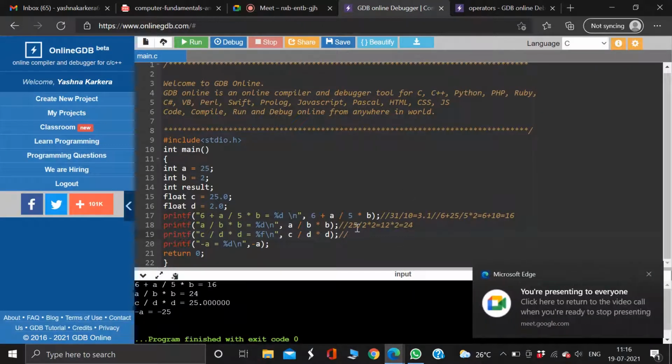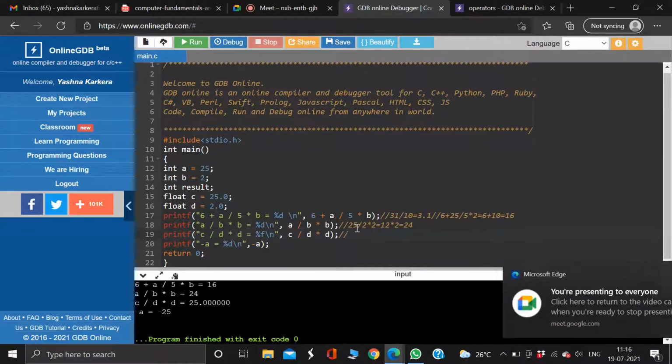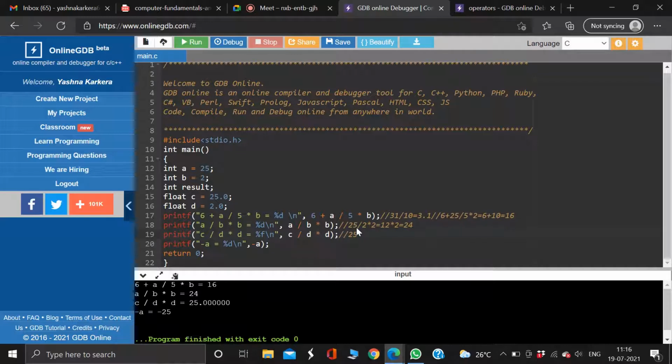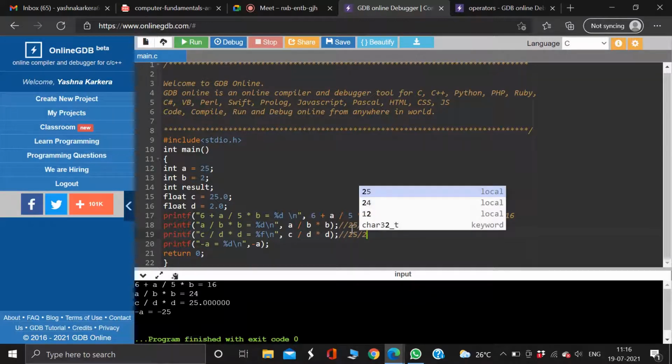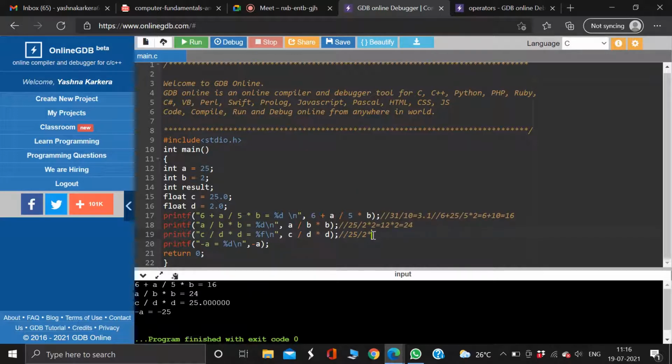Okay, C, which is 25 divided by 2. How did you calculate? You did division first, right? So it was 12.5 into 2. That's right. 12.5 into 2 is equal to 25. Very good.